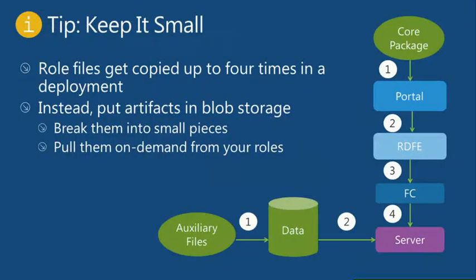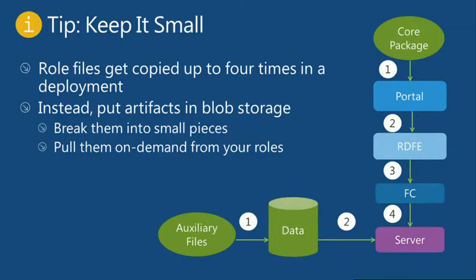Now, here's a tip for you. Keep it small. Keep your packages small. Consider the number of steps, the number of copy operations, for a service package as you deploy to Windows Azure, for it to get down to a particular server. If you go through the portal, that's one copy up to the portal. The portal then is going to send it to RDFE. RDFE is going to send it to the Fabric controller, and then the Fabric controller is going to send it to the server. 4 steps.